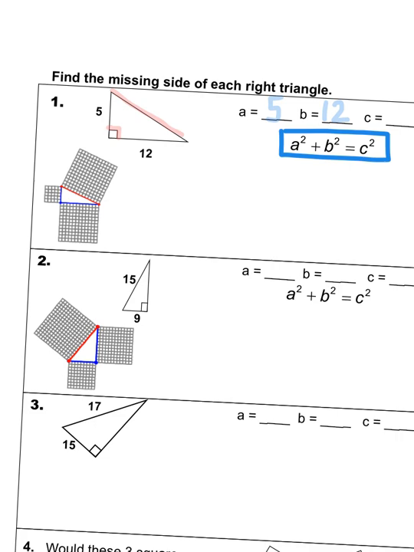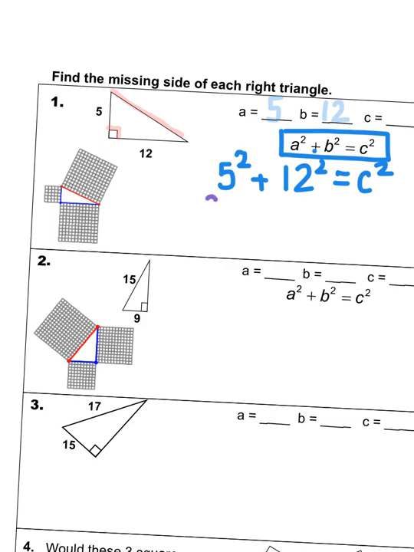So a, I see here, a is 5. So I will substitute 5 into my equation, squared. I'm just following what it says, plus b, b is 12, squared equals c squared. Let's simplify and solve.